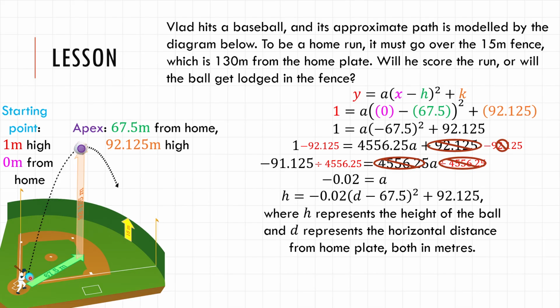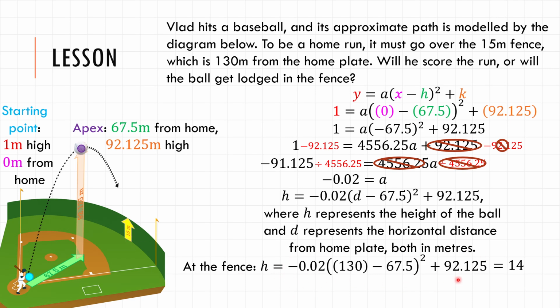To find that out, the horizontal distance the ball has to travel is 130 meters. When it travels the full 130 meters, I have to find out how high the ball actually is above the ground. I can do that just by plugging 130 into d. That is the d value when the ball is at the edge. If you put this into your calculator and evaluate it, you would get exactly 14.